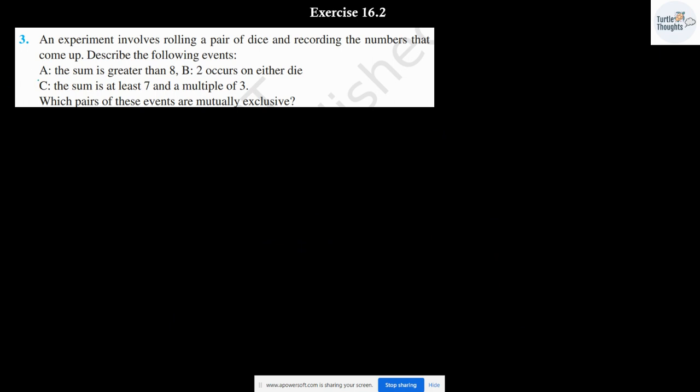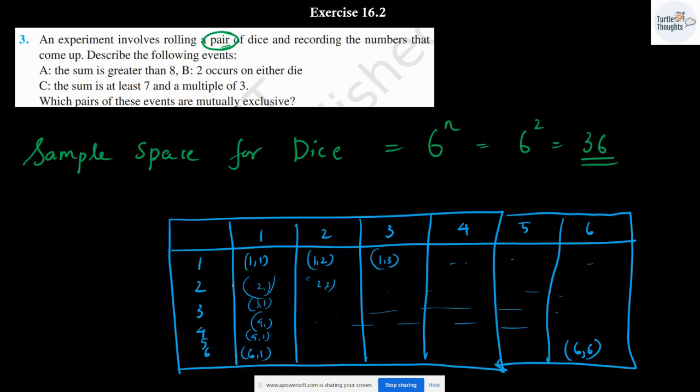Let us consider event A: the sum is greater than 8. When can you get a sum which is greater than 8? 1 plus 1, it is not possible. 1 plus 2, not possible. 1 plus 3, not possible. Any number with 1 is not possible, because when you add these two numbers, the maximum you will get is 7. No sum is greater than 8 in this first line.